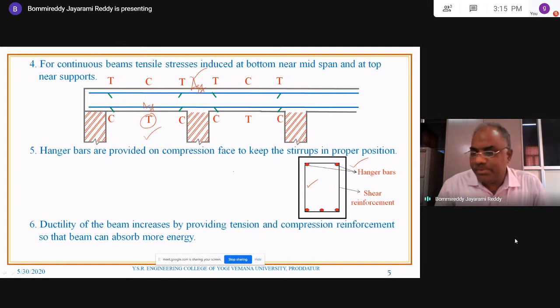So in practice, we may not observe singly reinforced beams, because for every beam there must be a hanger bar and also the stirrups. So in practice, all the beams are with reinforcement both at top and also bottom. So it's always better to go for the design of a doubly reinforced beam instead of a singly reinforced beam.